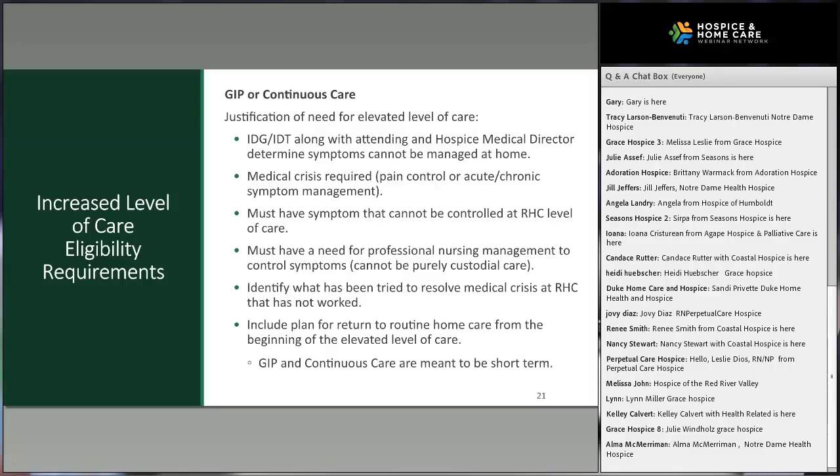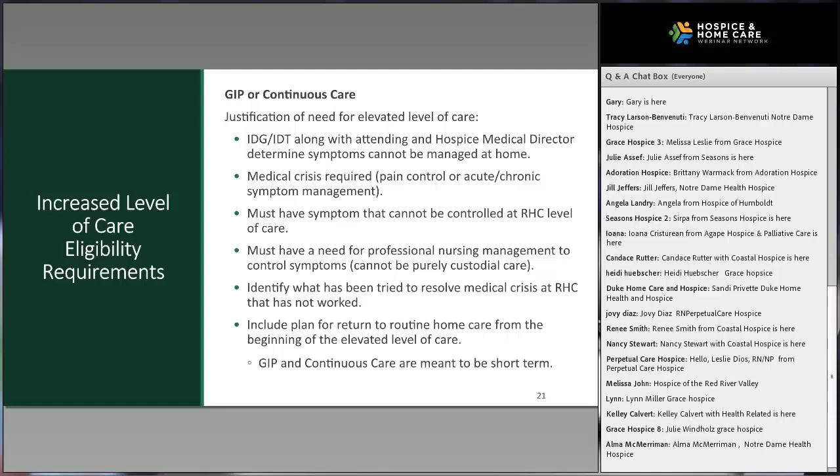Not only are you managing the symptom and trying to get it under control, but I always say the minute someone's admitted somewhere, you need to begin on the discharge plan. And so immediately, as you can see, you need to include a plan for return to the home, to return to routine home care from the beginning of the elevated level of care.